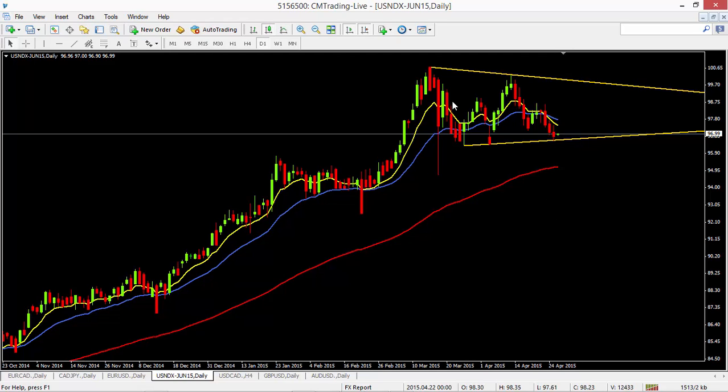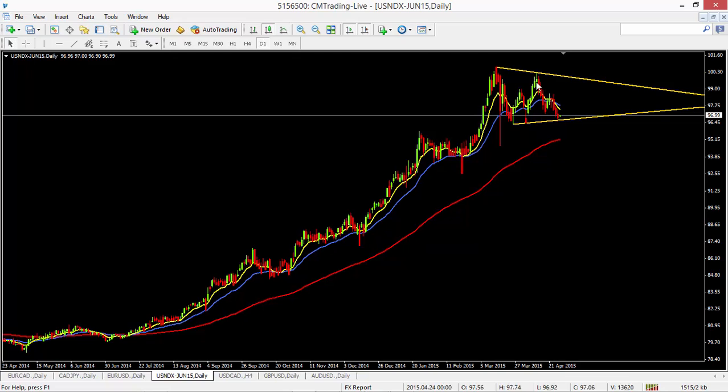The US dollar index, we looked at that triangle. It's sitting right on the lower boundary now. If we zoom out, yeah, that triangle can be an ending pattern as well. We'll have to see how it works out.